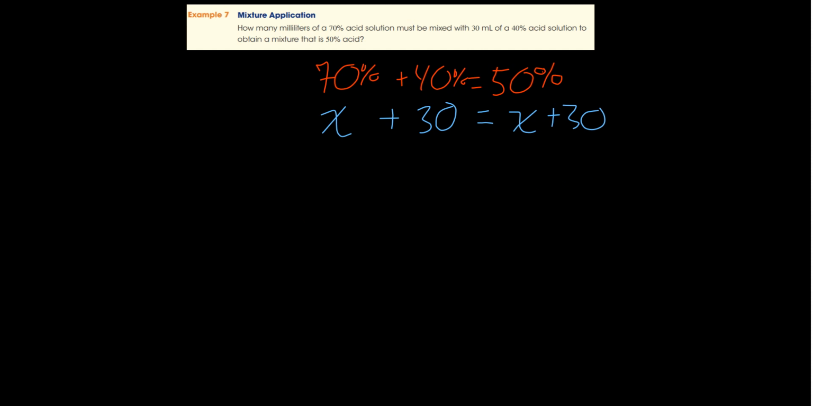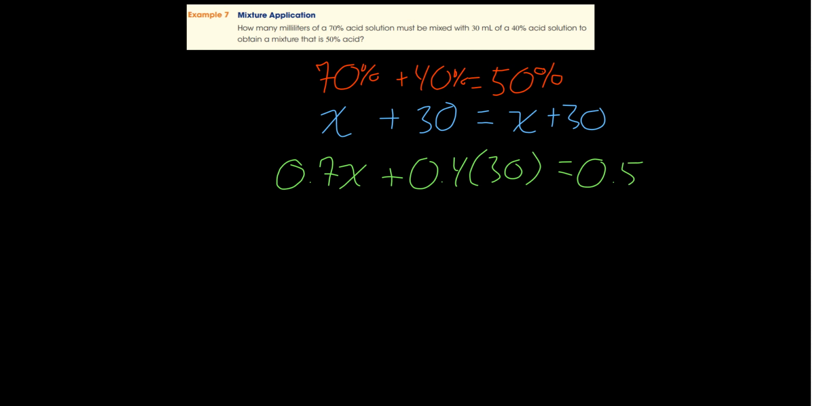So let's go down here a little bit, and we're going to say 70%. So whenever we talk about percentages in mathematics, we don't write 70, do we? No, we write 0.7. So we're going to say 0.7 of that unknown amount, plus 0.4 times 30, that amount of milliliters, and it's going to be equal to 50%, which is 0.5 of x plus, that's a terrible plus, 30.